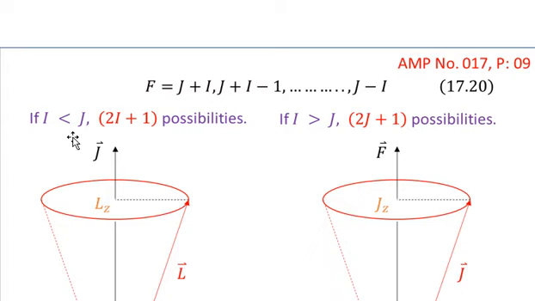If I is less than J, then there are 2I plus 1 possibilities, and these possibilities are determined by the quantum number I. And if I is greater than J, there will be 2J plus 1 possibilities, and in this case J will determine the possibilities of the distribution of F. So I have discussed these two cases and the possibilities in which F can orient.